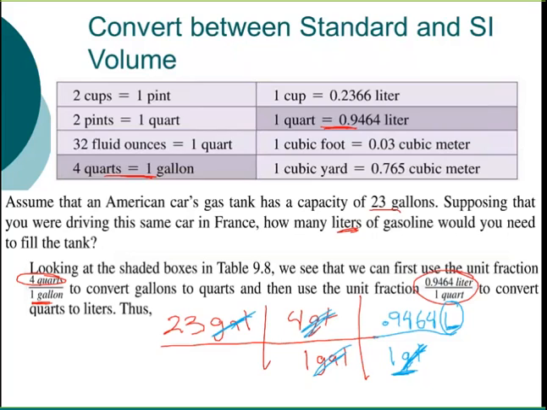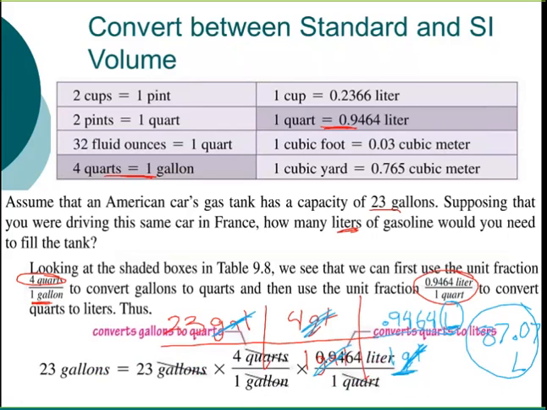So 23 times 4 times 0.9464 gives me a total of 87.07 liters is how much gas I would need to buy in France.